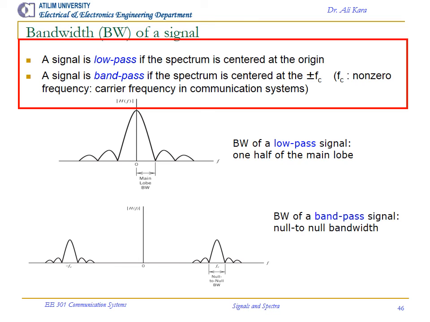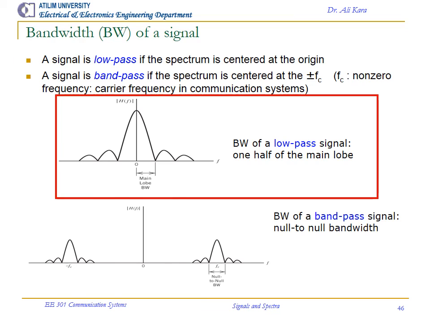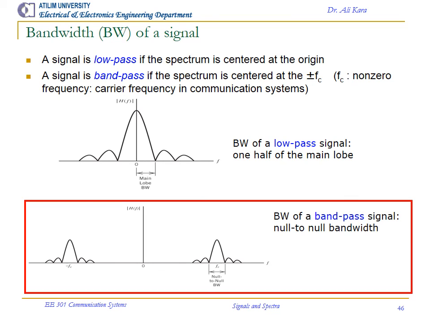As an example, a speech signal generated by a speaker in radio broadcasting is a low-pass type signal, while its transmitted version via the transmitter is a bandpass signal. In other words, in communication systems, bandpass signals are usually modulated versions of low-pass signals. Bandwidth of a low-pass signal, 1/2 of the main lobe. BW of a bandpass signal, null-to-null bandwidth.